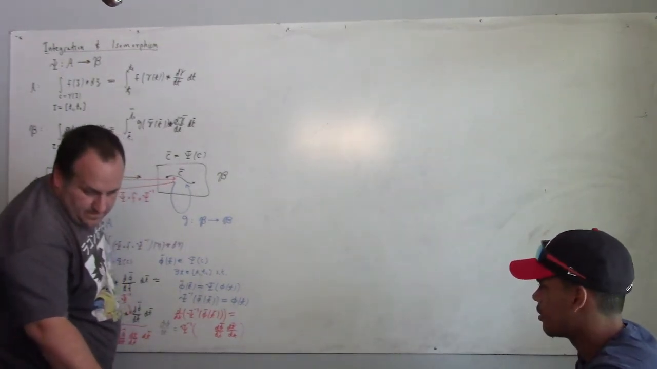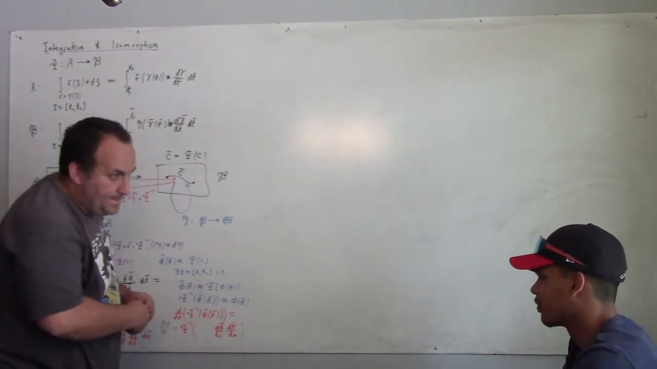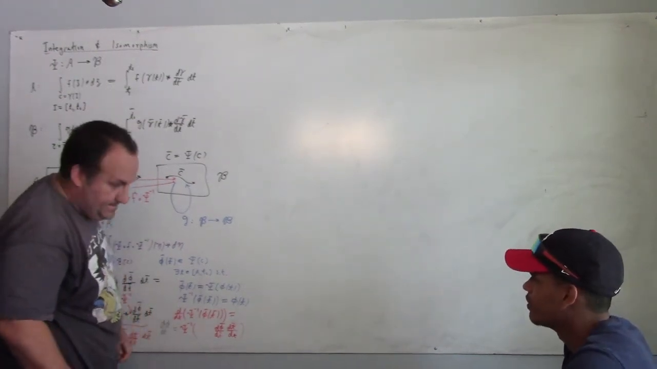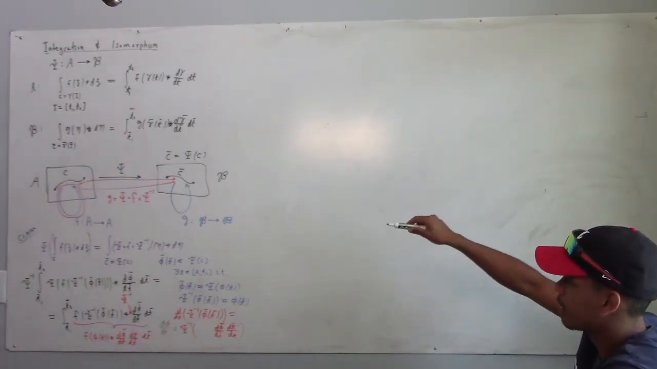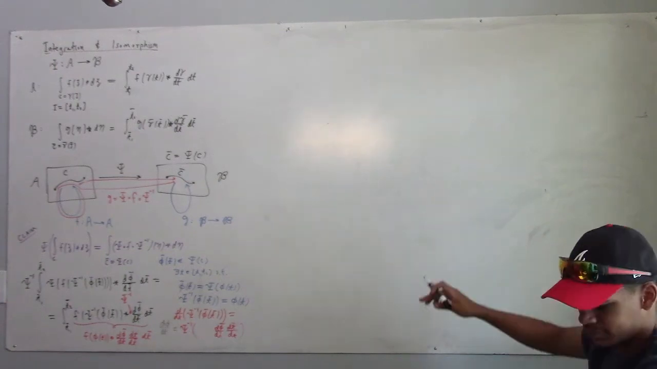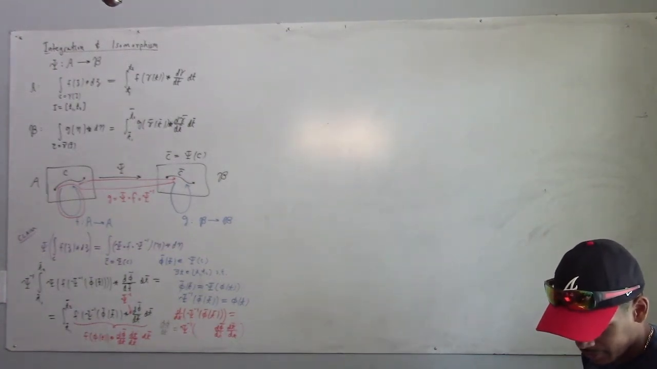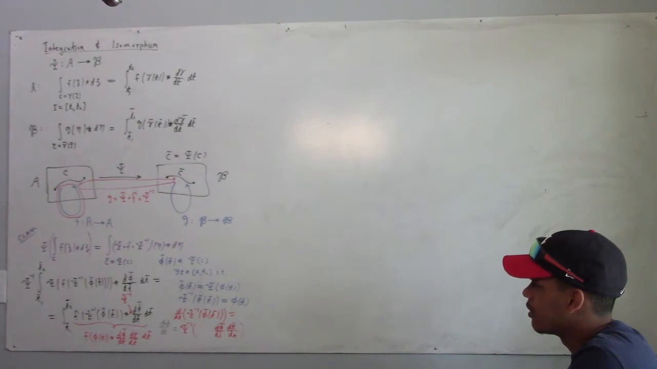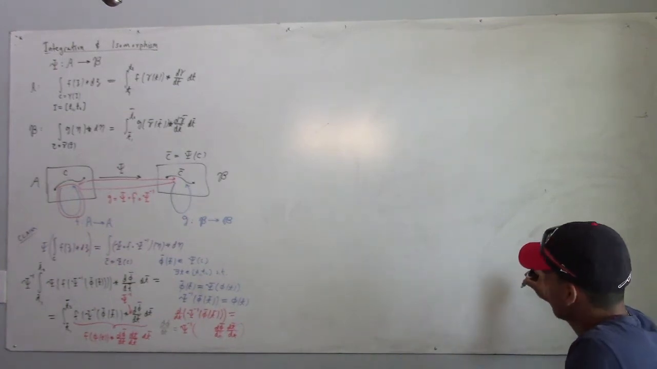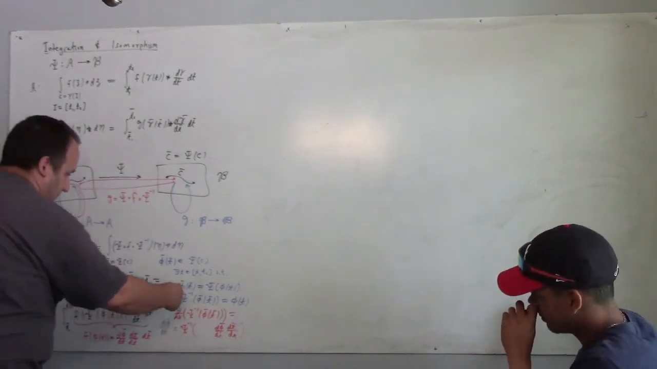Okay, so where's phi? What do we define as phi? Phi is our loop? No, that's F. What are we defining as phi? That parameterization, right? Phi is the parameterization of the initial curve. It's related to phi bar, according to this equation right here.